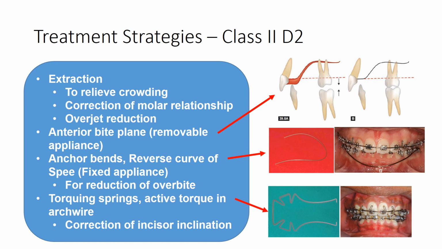Okay, now the overbite can be reduced by using an anterior bite plane, which is a removable appliance, or we could use fixed appliances incorporating anchor bands or a reverse curve of Spee in the arch wire. The inclination can be corrected using either extra torquing springs in the fixed appliances, or the arch wire could carry active torque adjustment to correct the incisor inclination.